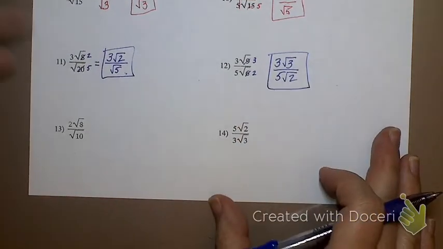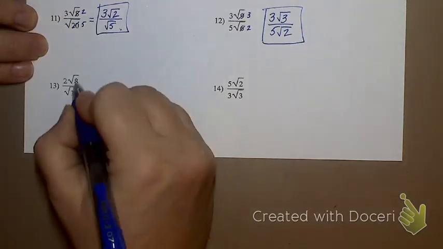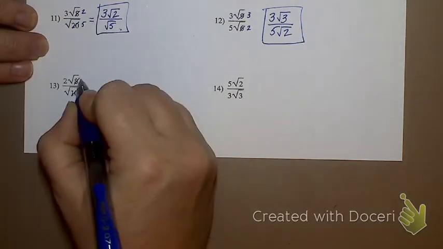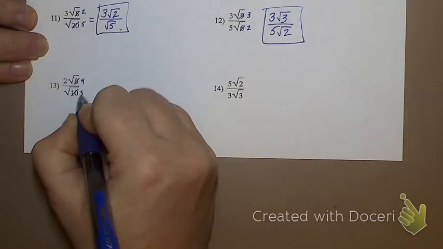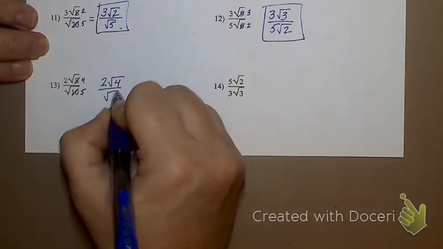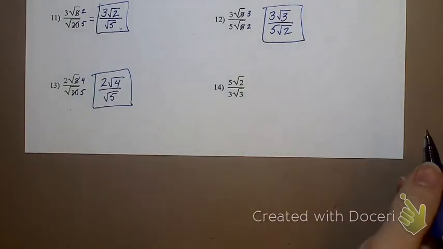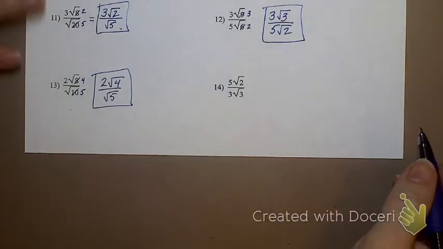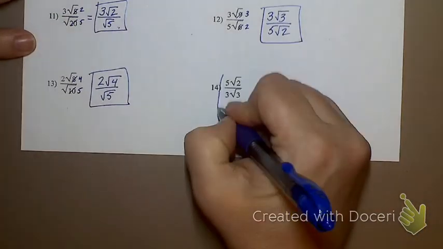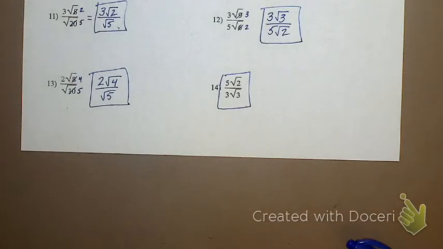Get it? Okay. Number 13, the 2 has nothing to cancel out with. What about 8 and 10? I can cut those both in half, right? So I get 2 radical 4 over radical 5. And then finally the last one, which was kind of the trick question. What's my answer? That. Because nothing cancels, right? 5 over 3 can't reduce, and 2 over 3 can't reduce.